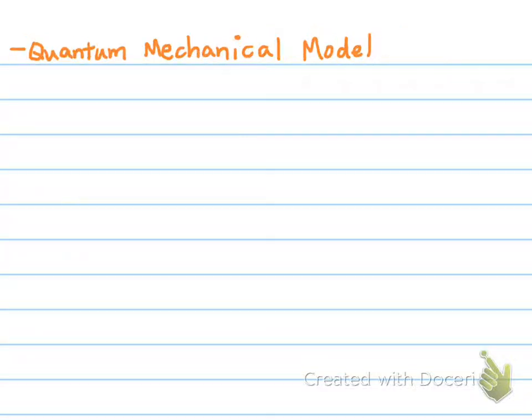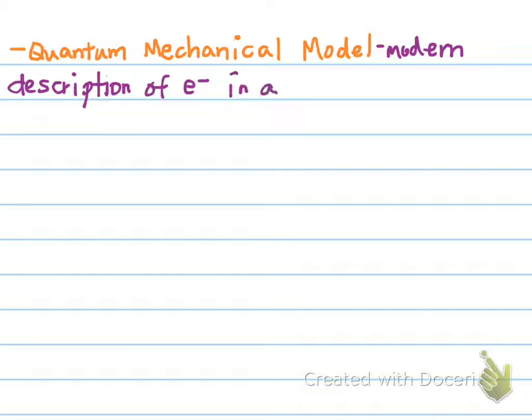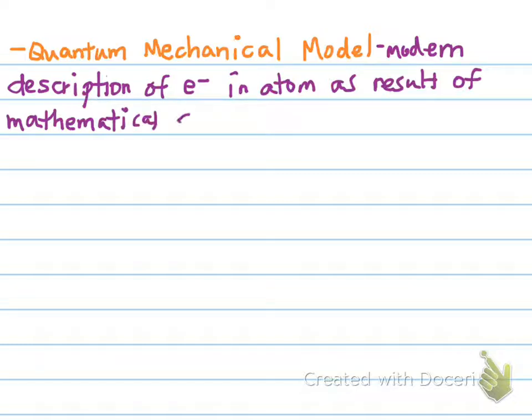So he comes up with the quantum mechanical model, which is our modern description of the electrons in an atom as the result of mathematical solutions to the Schrödinger equation.